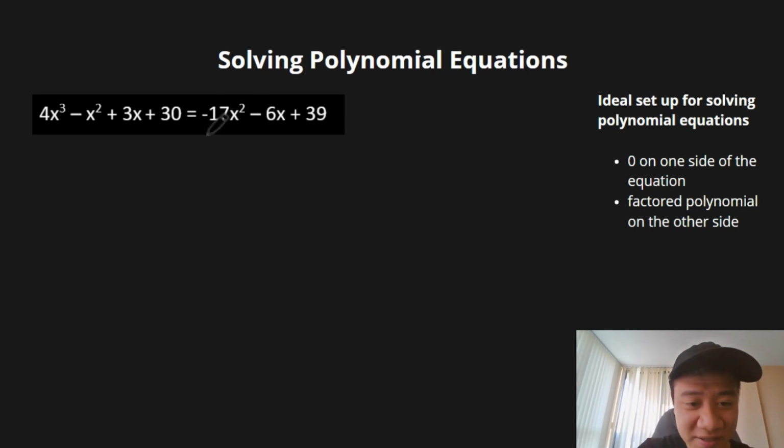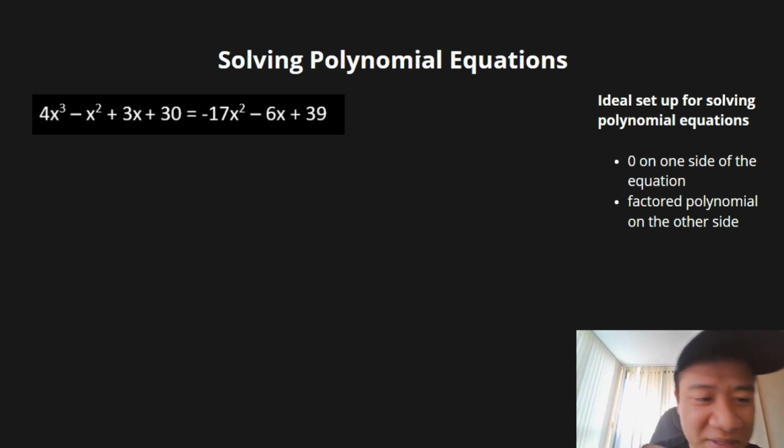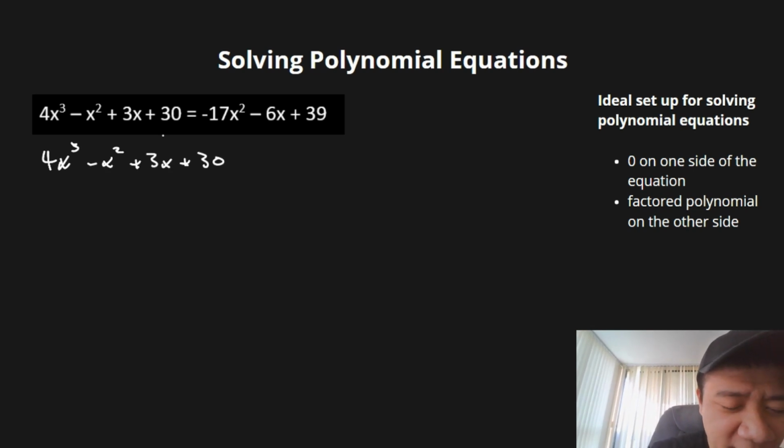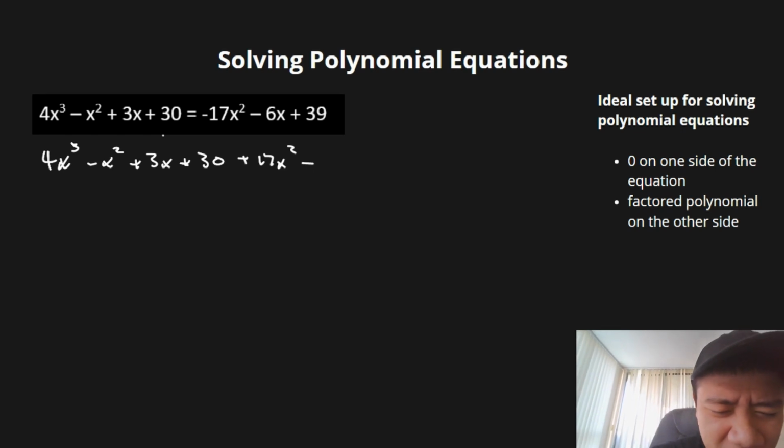We are going to take these terms over here, and we're going to move them to the other side of our equation. That way we'll have 0 on one side. We're getting closer to our ideal setup. So x cubed minus x squared is 3x plus 30. And then we're moving all the other terms, so positive 17x squared, positive 6x, minus 39.